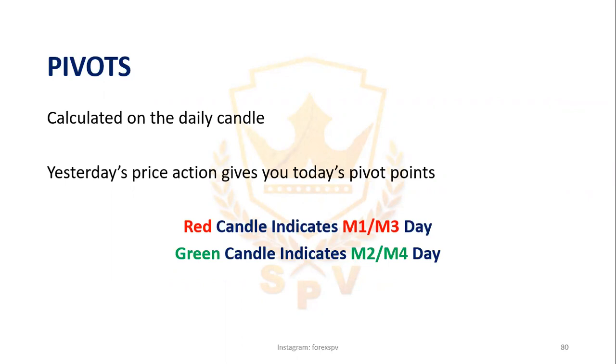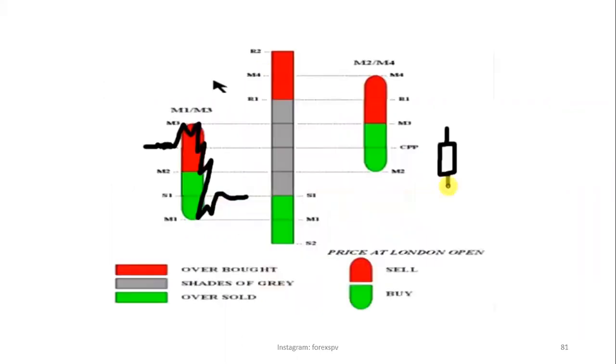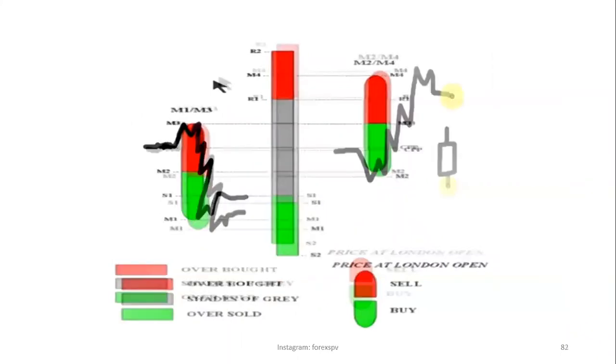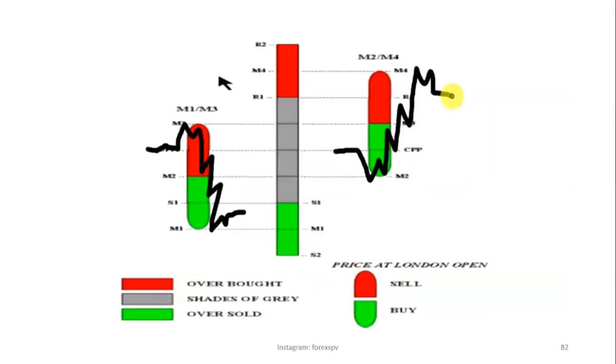So pivot points are calculated based on the daily candle. Yesterday's price action gives you today's pivot point. If it's a red candle, it indicates M1 to a 3-day. If it's a green candle, it indicates M2 to a 4-day. So according to the period setup, we usually expect a downtrend something like this, and for an uptrend something like this.